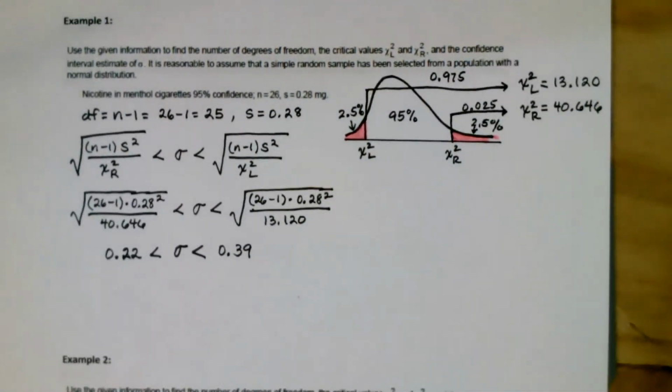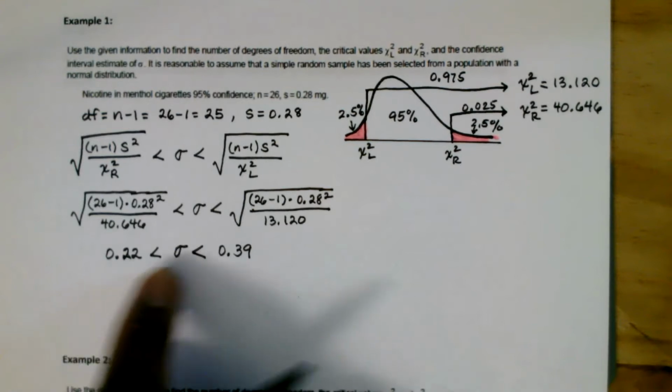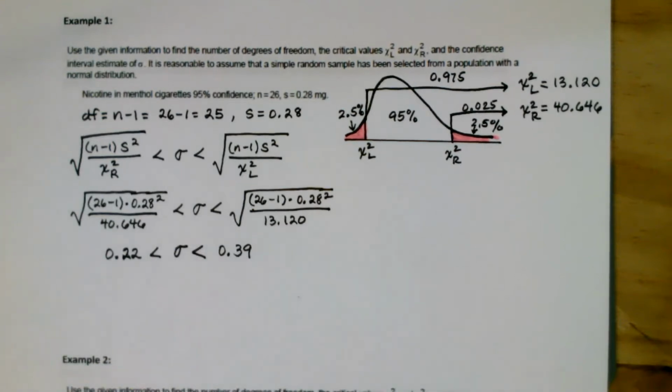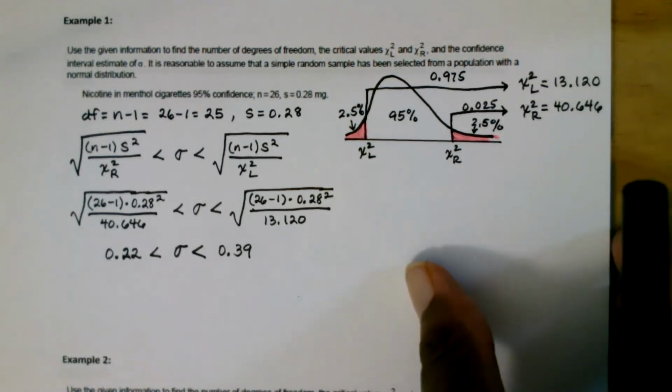All right, so that's going to be my confidence interval for this situation. And if we want to interpret that, we need to say this, that we are 95% confident that the true standard deviation of nicotine in menthol cigarettes falls between 0.22 milligrams and 0.39 milligrams. Okay. So that's how we do a confidence interval for a population standard deviation.